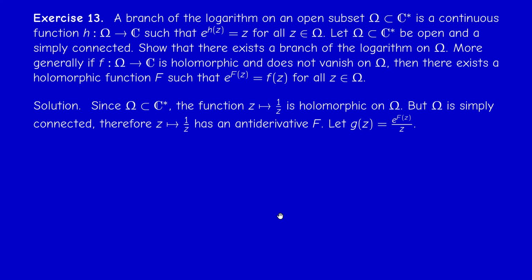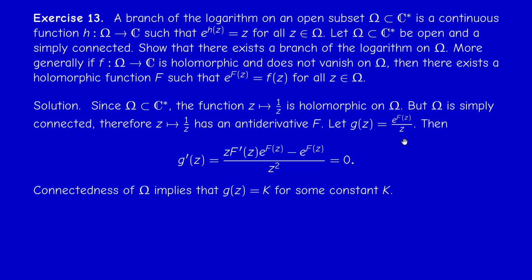So if you call capital F such an antiderivative, consider the function e to the F of z over z, call it g, and compute its derivative. If you apply the ratio rule, you'll get z squared in the denominator, and in the numerator z times the derivative of e to the F of z, minus the derivative of z, which is 1, times e to the F of z. And now the numerator is 0, as you may check.